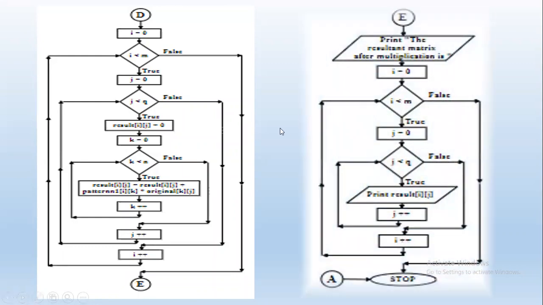We have a connector E, which will connect to the next part where we are printing the resultant matrix. Printing is again the same. We have the condition check, M cross Q is the order. So the condition should be properly given, I less than M, J less than Q, and print it. And then we have A, which was the connector in the previous step, connected to stop. I hope this is clear.